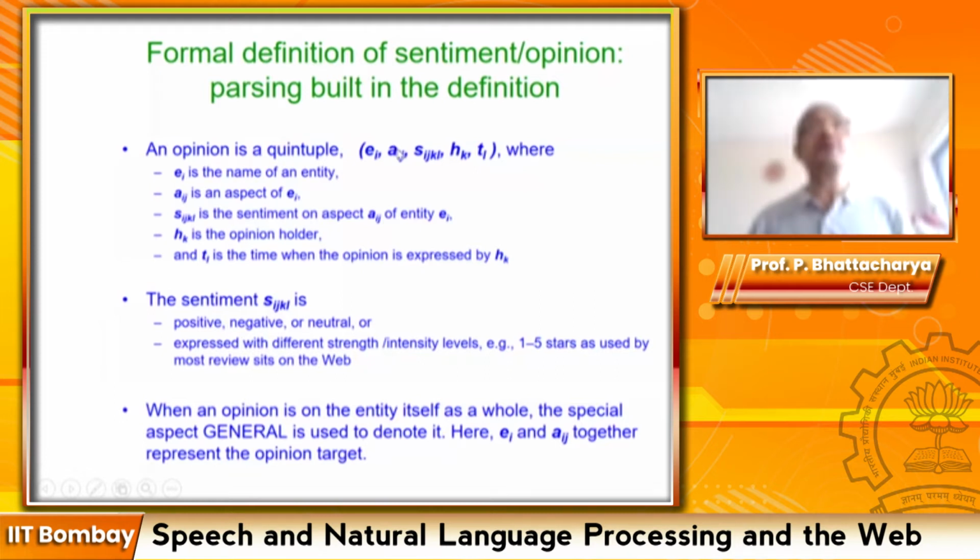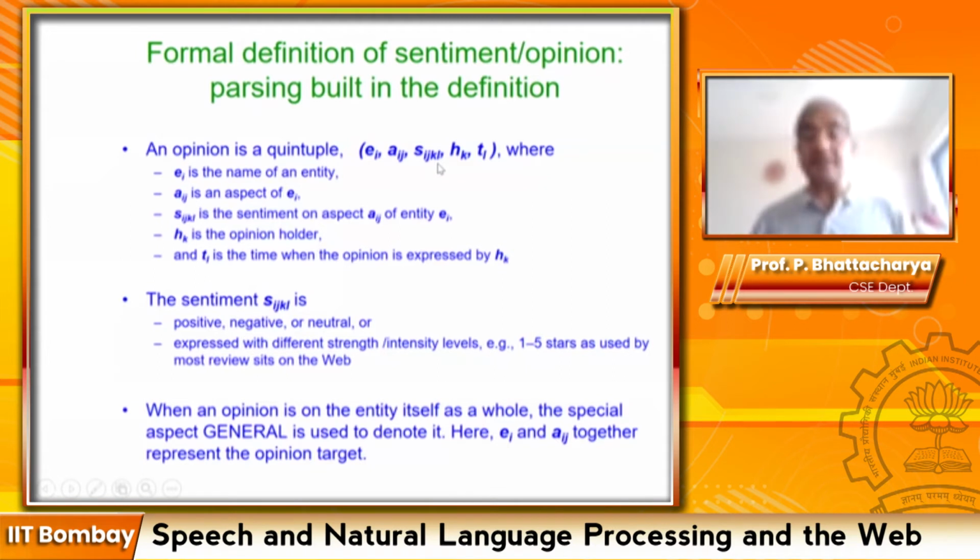And A is important because I'm interested in a particular aspect of the entity. So A of E. So E_i is the ith entity, the jth aspect of the ith entity, so A_ij, H_k the kth opinion holder, T_l at the lth time, and S_ijkl is the sentiment expressed by the kth opinion holder at time l on the aspect j of entity i. So since there are these i, j, k, l as indexes, we need to identify those entities from the text.